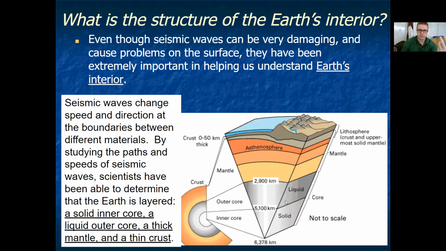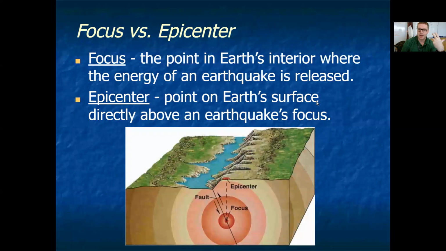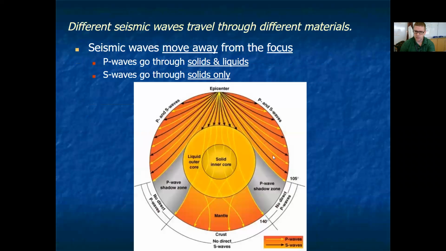And we know all of this because we've been studying how these seismic waves emanating from the focus of an earthquake are interacting with these different types of materials underground. So again, focus versus an epicenter. Focus is underground. Epicenter is the point directly above the focus on the surface of the planet. Here's our last slide that we're going to talk about today.